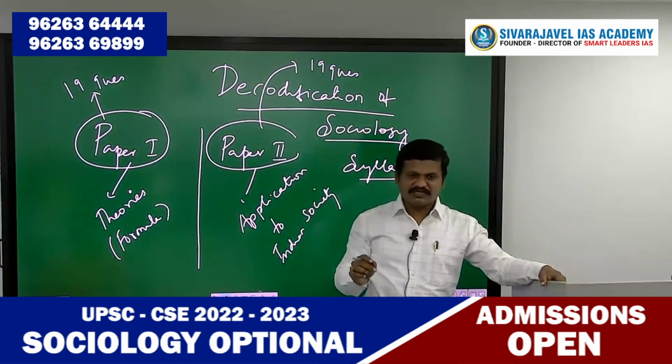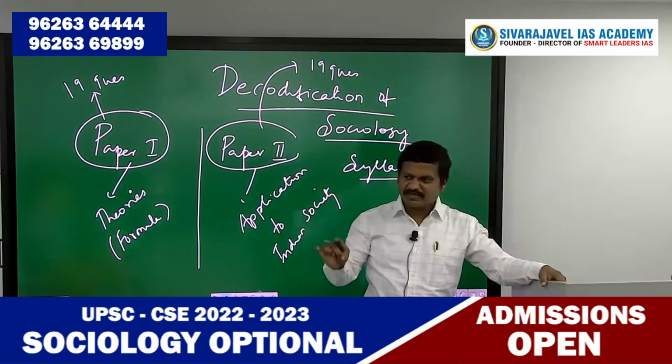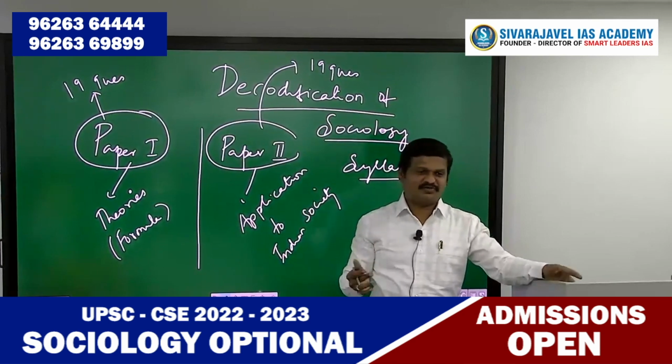The shortest distance between any two points is what? The shortest distance between any two points is only a straight line. There is no shortcut.